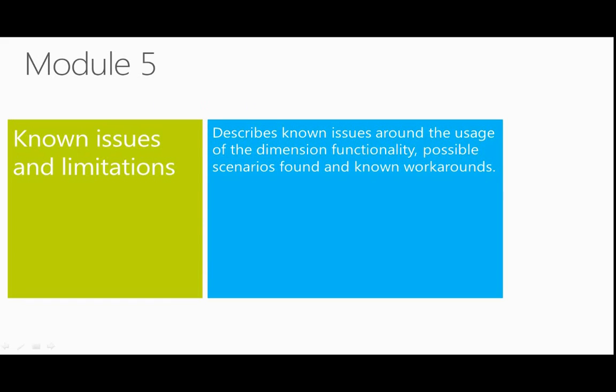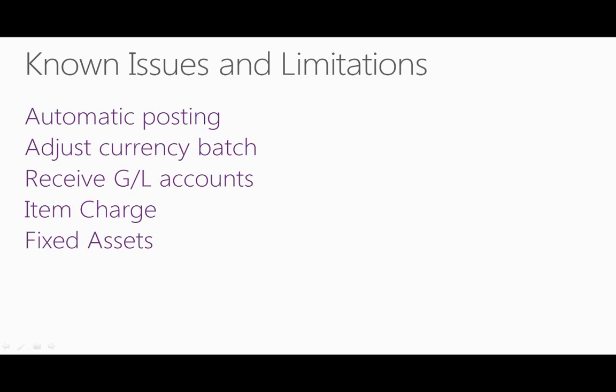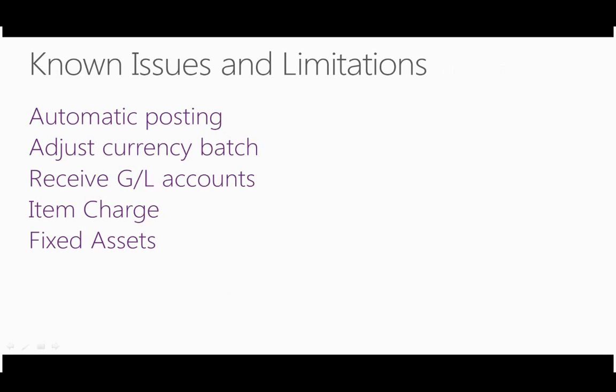Known issues and limitations. In the last module, we are going to analyze the most common known issues and limitations that customers and partners have found using dimension functionality. The most important are automatic posting, adjust currency batch, receive GL accounts, item charge, and fixed assets. Later on, during the demo, I'm going to give you some examples of these limitations.